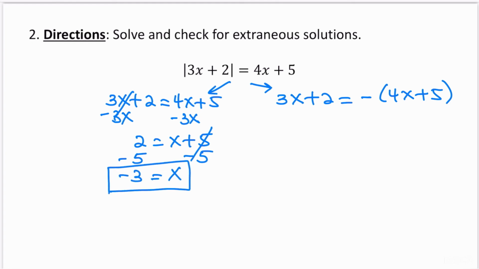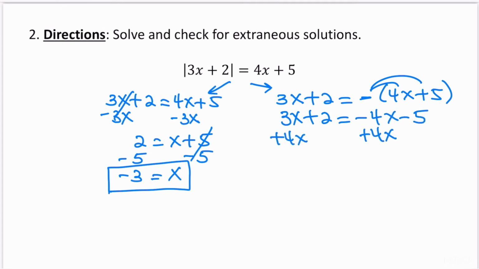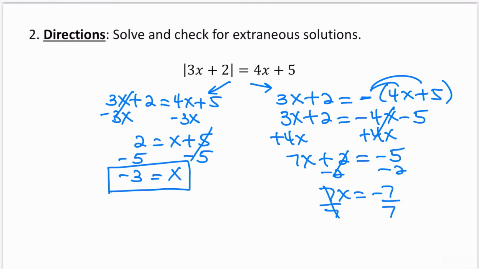And the second one, remember that because it could also equal negative, that is exactly why I put the negative in front. So let's go ahead and distribute that minus first. 3x plus 2 equals negative 4x minus 5. I'm going to add 4x to both sides. I get 7x plus 2 is equal to negative 5. Take away 2. 7x is equal to negative 7. When I divide by 7, x is equal to negative 1. So these are my two answers.